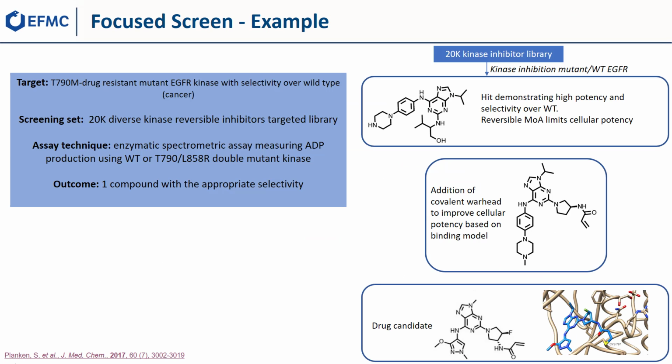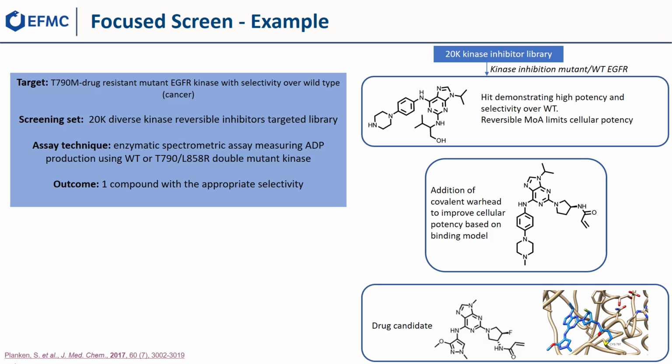So this is an example of a focus screen where the researchers were looking for inhibitors of a mutant EGFR kinase, but importantly with selectivity over the wild-type enzyme for cancer. In this case, they started by selecting a 20,000 diverse kinase reversible inhibitor targeted library. So 20,000 kinase inhibitors, which they screened using an enzymatic assay looking at product formation, ADP, and they had both a wild-type assay and an assay using the double mutant kinase.